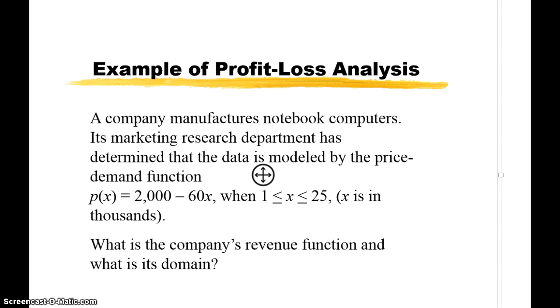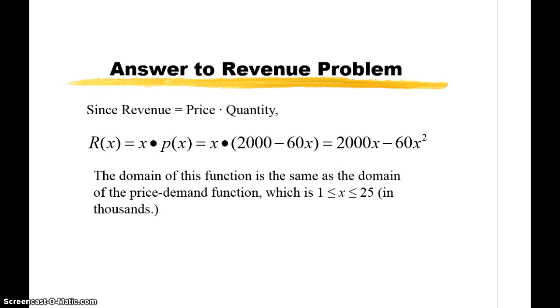We're looking for revenue here, and we need to figure out what the domain for the revenue function will be. The formula for revenue was price times quantity. So we're going to use our price demand function for price, and our quantity of how much product they make is x. So we need to multiply x times the p of x function. The p of x function was given to be 2,000 minus 60x. So I have x times 2,000 minus 60x, and I get 2,000x minus 60x squared.